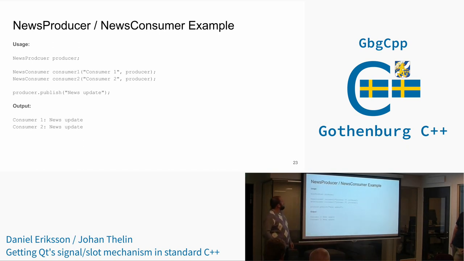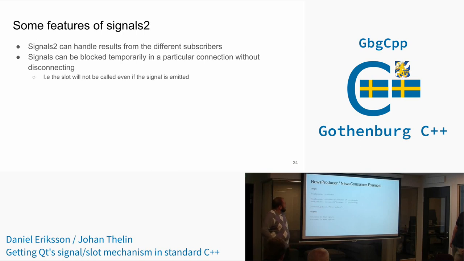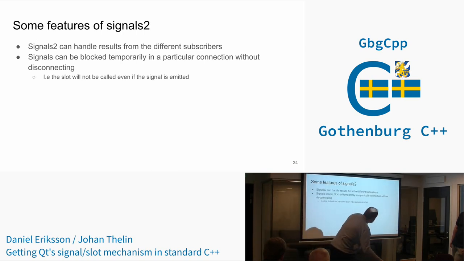And a simple output would be to create two consumer objects, connect them, and the producer publishes an update and calls both these consumers. So that basically handles just the subject part of the observer pattern. It's quite convenient in that way, I think. But it doesn't have all the things that Qt has with introspection and all those kind of things. And also it doesn't handle thread handling. I'll come back to that.